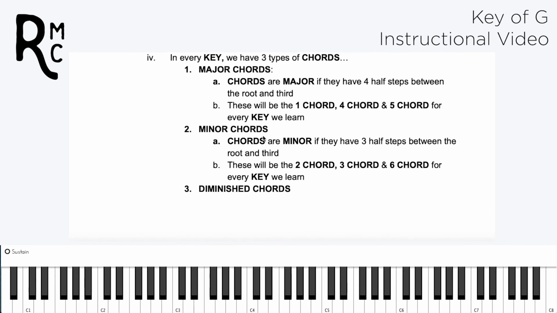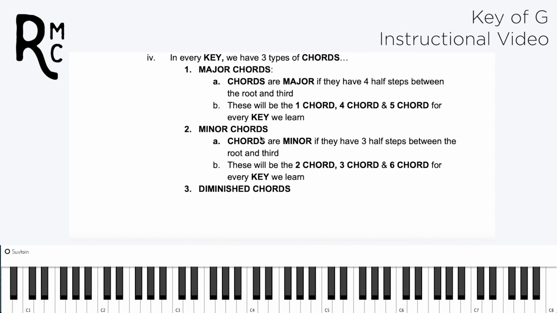Now let's talk about our minor chords. So chords are minor if they have 3 half steps between the root and the 3rd. So let's go ahead and build our A minor. We'll try that one and see how it sounds. So we start on A, and we have to go 3 half steps up to see if it's minor. So 1, 2, 3. Okay, so A and C, we previously established that that is the correct root and 3rd. Then we add our 5th. And there we go. We have our minor chord.